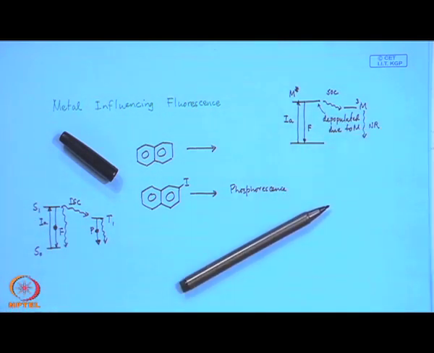So, heavy metals have influence on the fluorescence behavior of various fluorophores. Now, we are going to give you some examples where these fluorophore molecules are used. Fluorescence spectroscopy can be used as an important tool in identifying metal ions, since there is some selectivity.